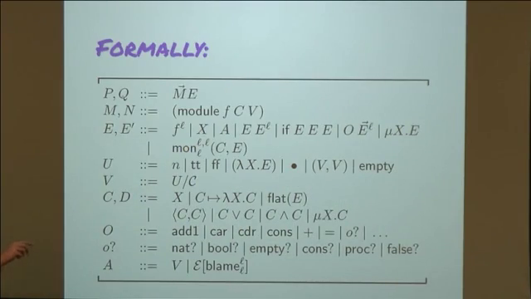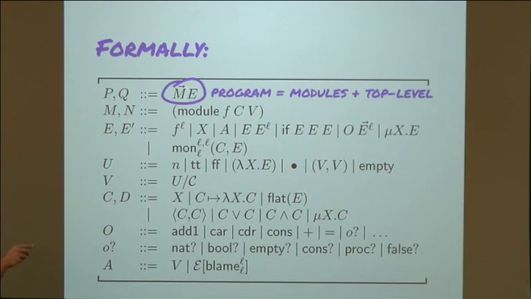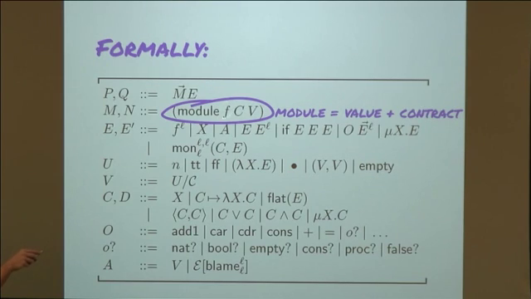All right. So let me just try to give you the highlights here. Here's our scaled up language where a program is really a set of modules and some top level expression, and a module is just a name, a contract, and a value. This should also include that this is an unknown value. Looks like there's something missing here.